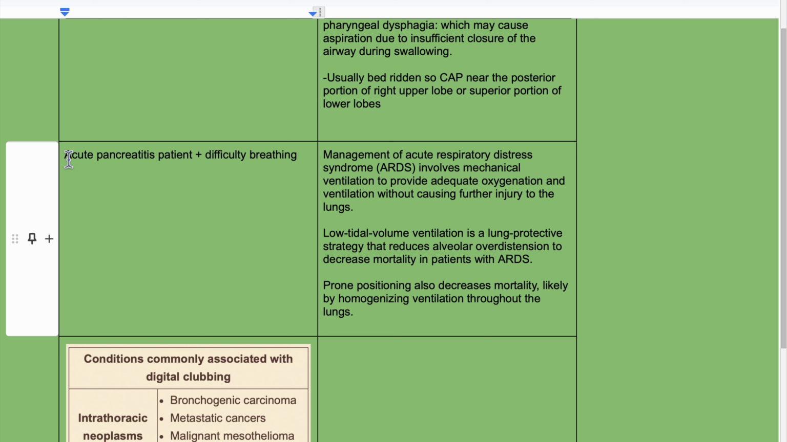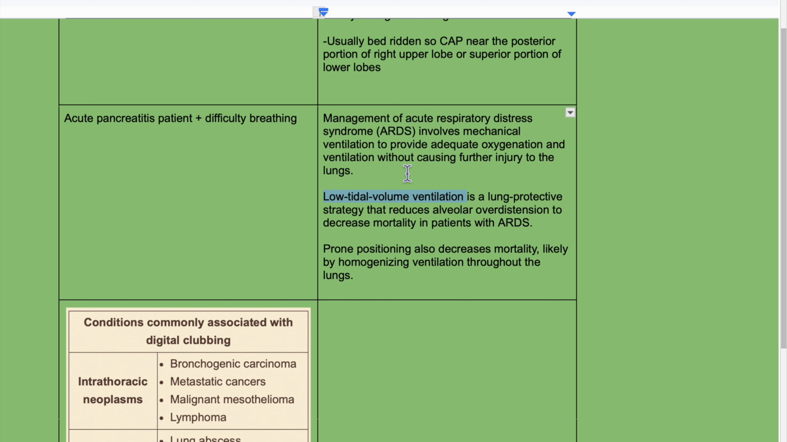Okay, again, this was an acute pancreatitis patient who had difficulty in breathing, and the chances are that they have ARDS. So what are we gonna try to do? We're gonna try to do low tidal volume ventilation because this is lung protective. We're trying to not cause any further injury.